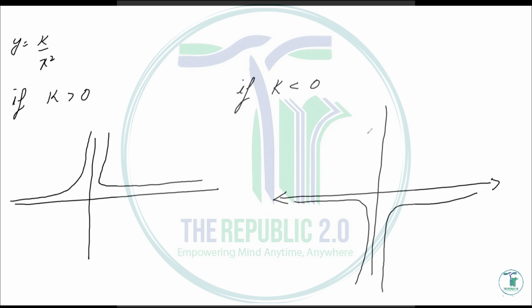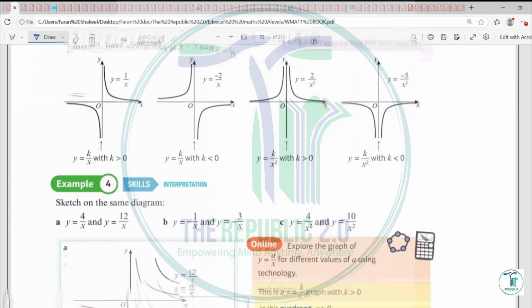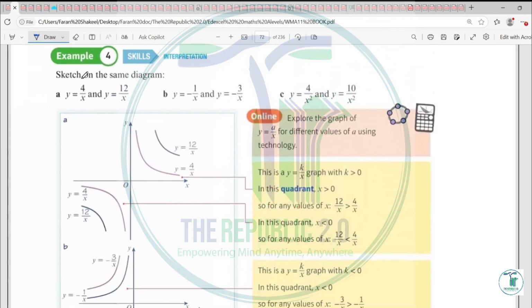And now we're just going to talk about certain questions from the book, and then we'll get to the next topic. So first of all, if you look into the book, if you're talking about the reciprocal graphs, you've got these examples, I've just talked about them. Now, if you're looking into these examples, sketch on the same diagram.